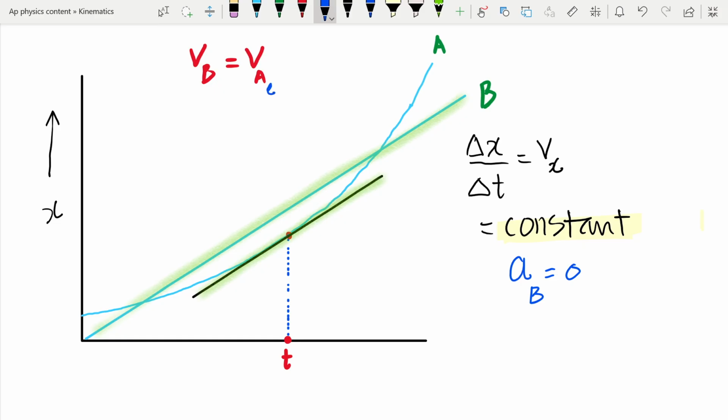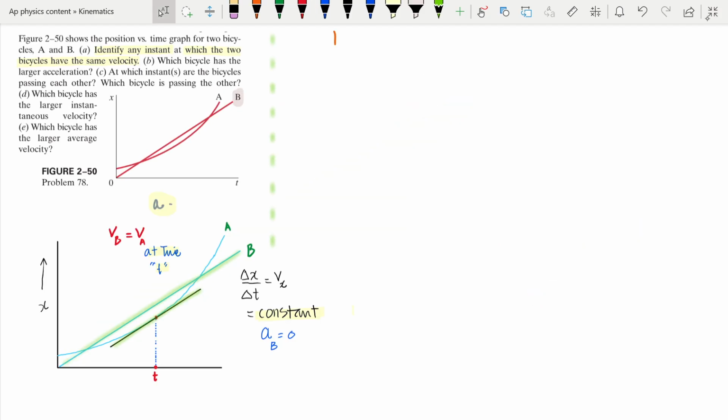So now let's address our next question, which is about which bicycle has a larger acceleration. That is obviously bicycle A. Why is that? Because we have seen that for bicycle B the acceleration is 0, because the velocity of bicycle B is constant. And why is it constant? Because its position is increasing uniformly over time. But what about A?